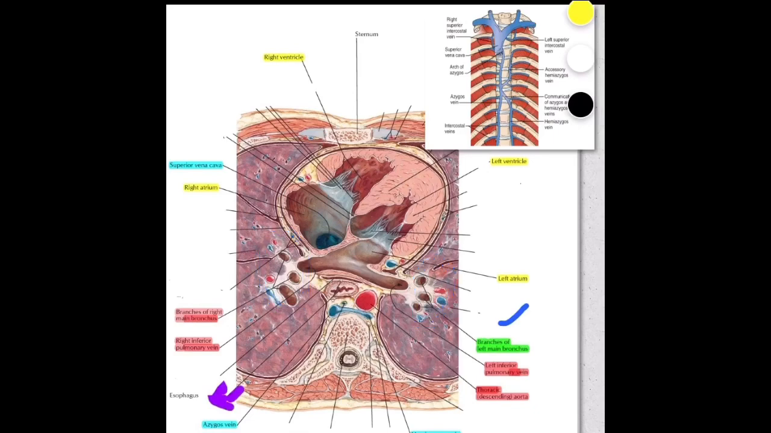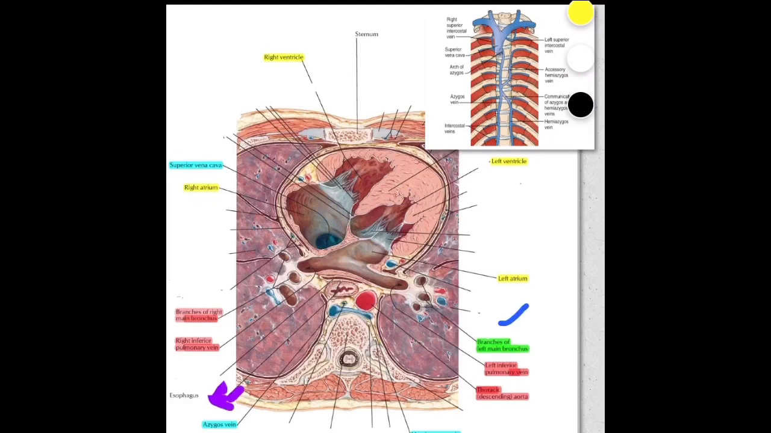Another important thing that we can see over here is this red structure. What is this? This is the descending aorta, definitely. Why can't we see the ascending aorta? Because we saw in the previous section that the ascending aorta had already been given off by the left ventricle, so we cannot see it in the sections below. But the descending aorta has to go and enter the abdomen as well, so it will be visible throughout the mediastinum.